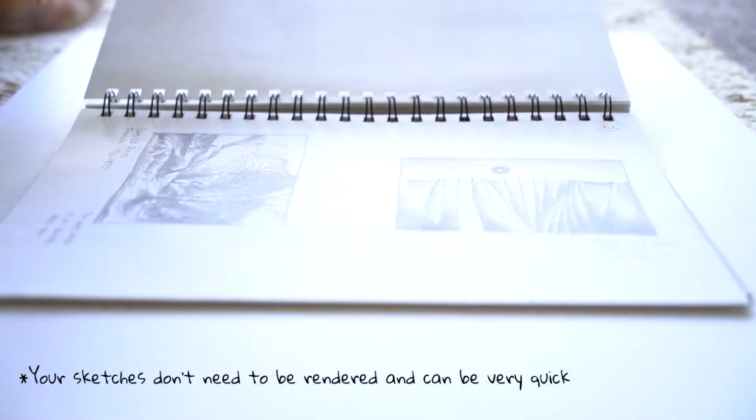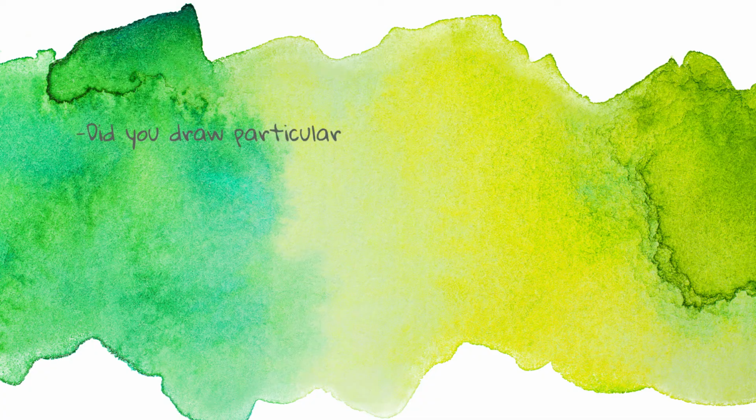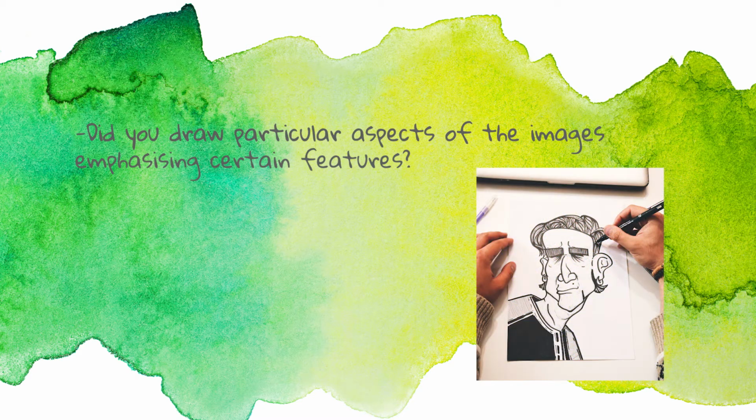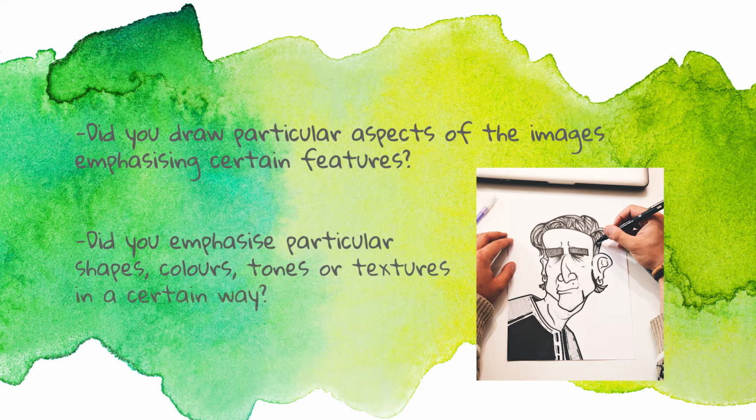So by this I mean, did you draw particular aspects of the images emphasizing certain features? For example, if you were drawing a portrait, did you notice in your drawings that you tended to unintentionally draw the face quite a bit larger than on the artwork reference? Did you emphasize particular shapes, colors, tones, or textures in a certain way? Notice every small aspect different from the artwork images.